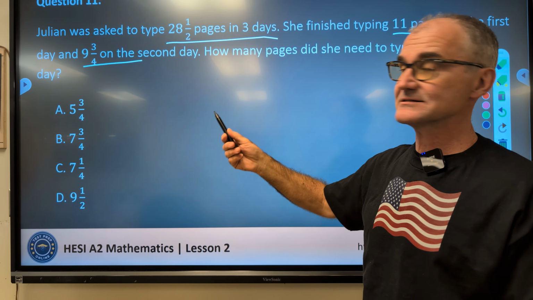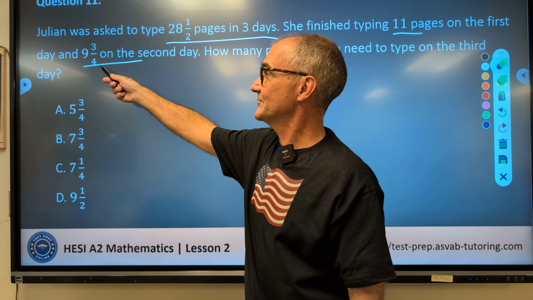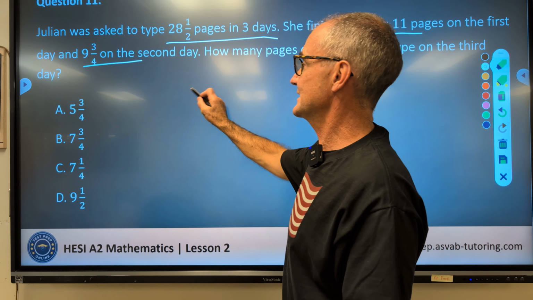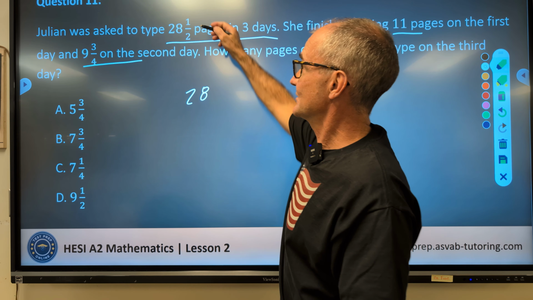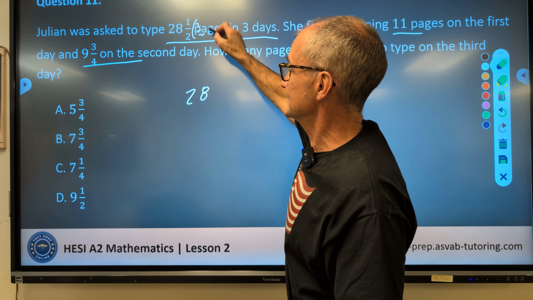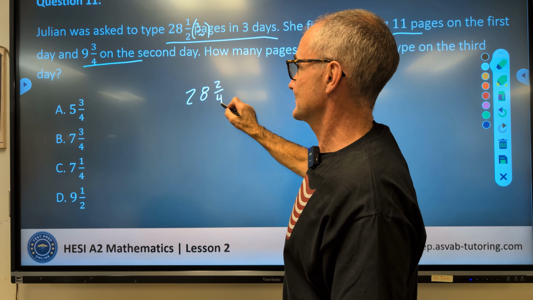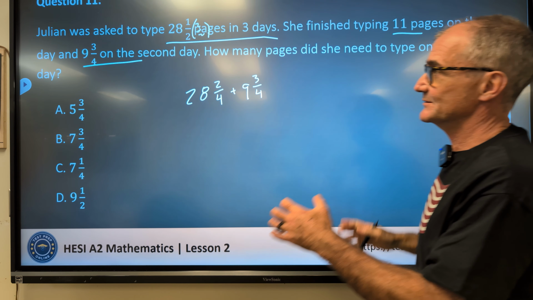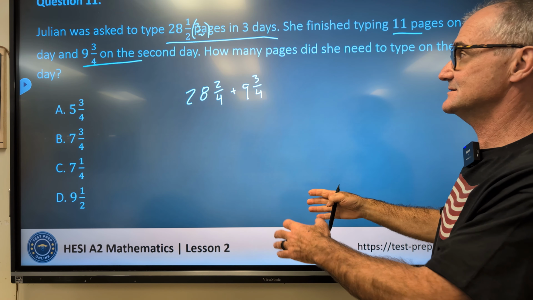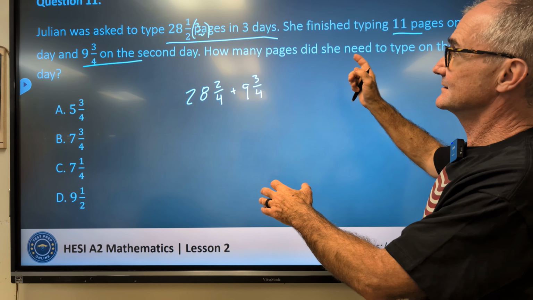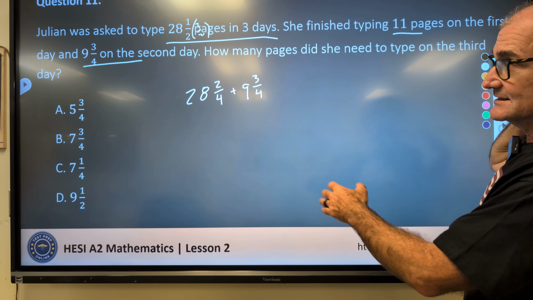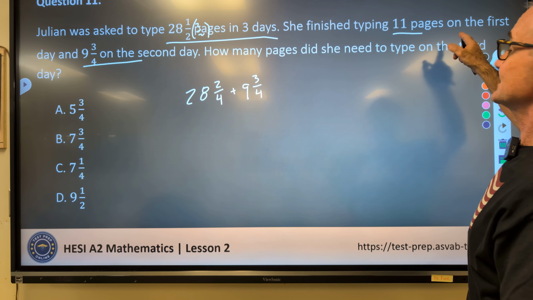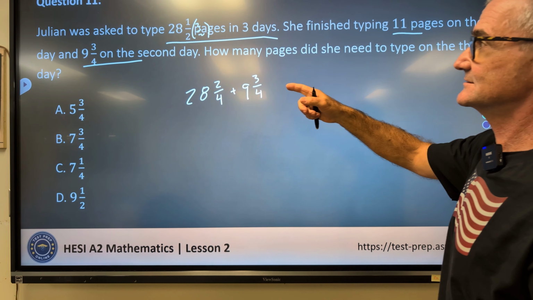The way I add fractions, common denominator, I have 1/2 and 3/4. Common denominator is going to be 4. So I'm going to take that 28.5, multiply just the fraction by 2 over 2, 28 2/4 plus 9 3/4. That's going to be the amount completed in day 1 and day 2. And then in 3 days. And then the difference between that. Wait, she finished typing 11 pages on the first day. No, I did this wrong. Sorry.